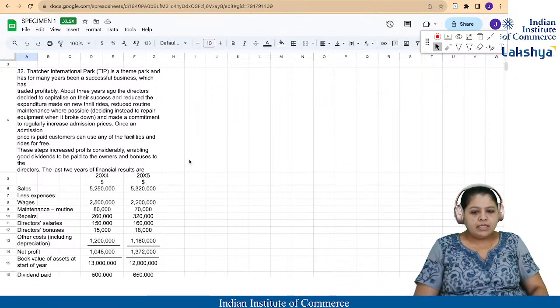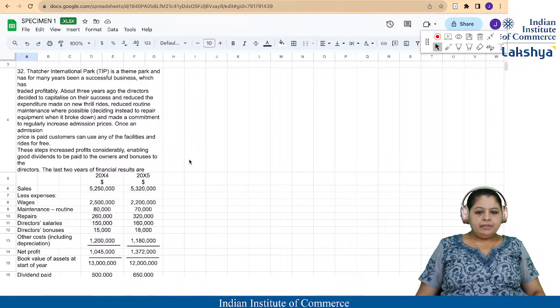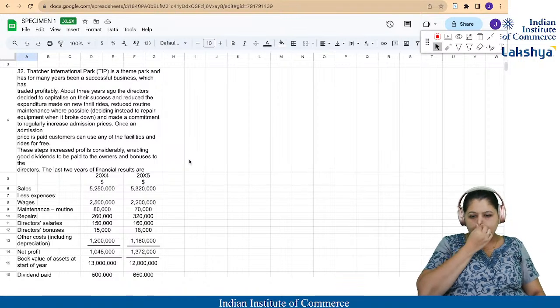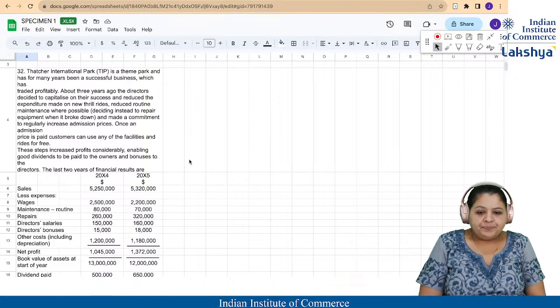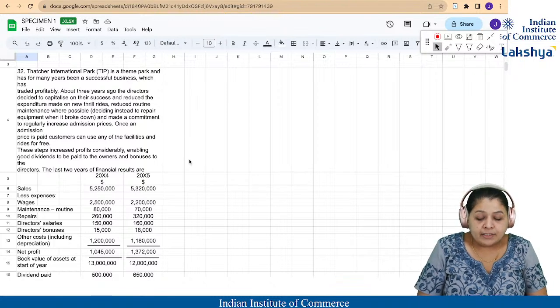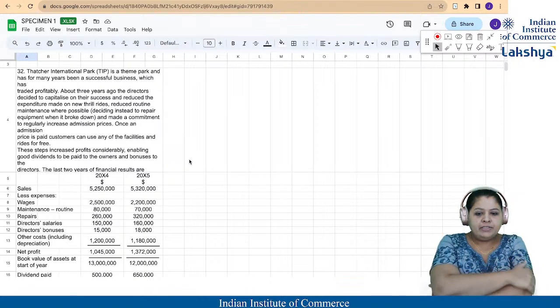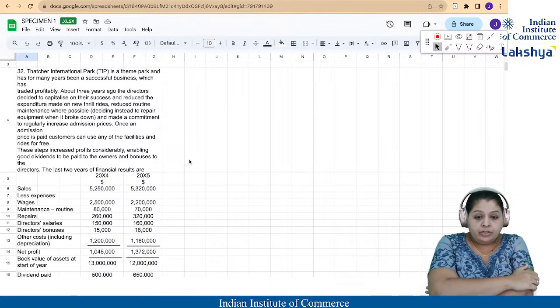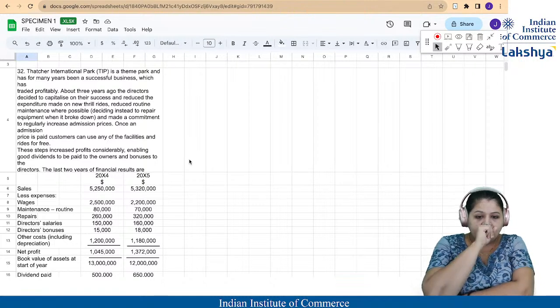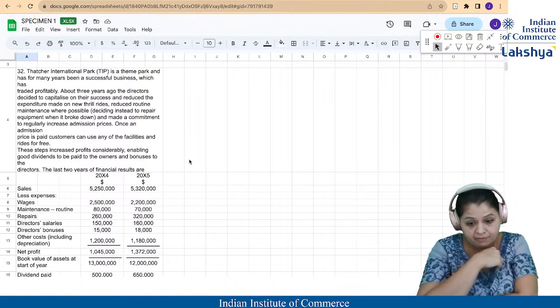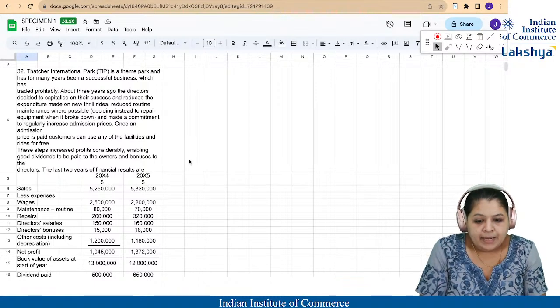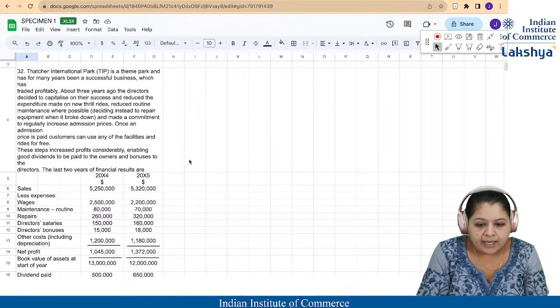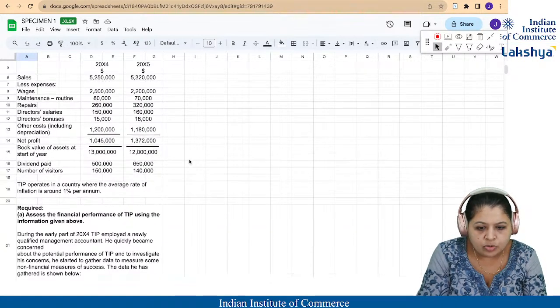Okay, so this is a theme park and it has been successful and traded profitably. About 3 years ago, the directors decided to capitalize on their success and reduce the expenditure made on the new thrill rides, reduced routine maintenance where possible, and made a commitment on regular increased admission price. Once an admission price is paid, customers can use any of the facility rides for free. These steps increase profit, and this is how their financials look.